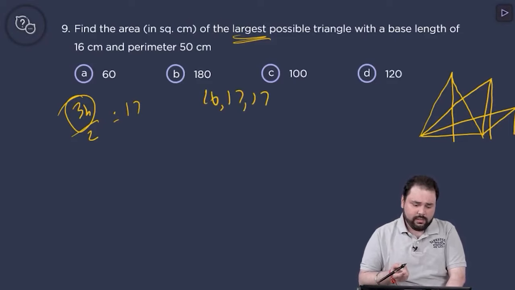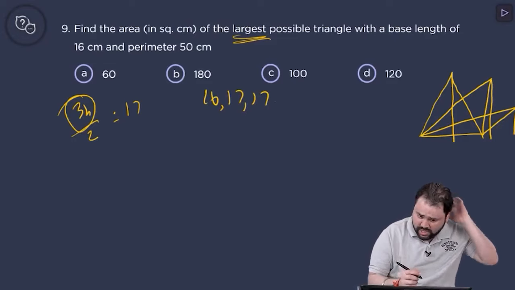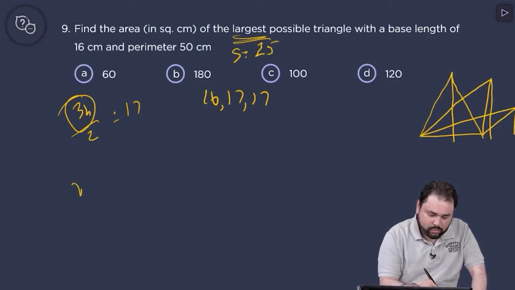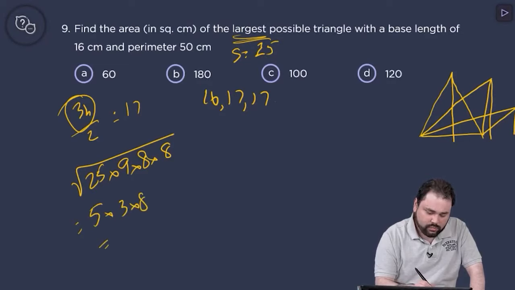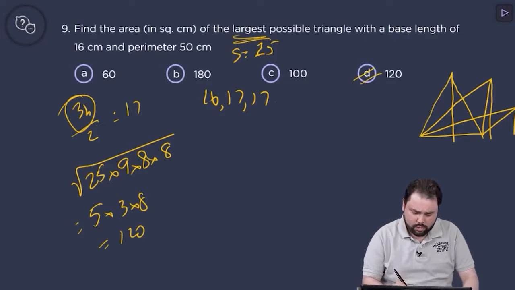And to find the area, let's use that root over s into s minus a into s minus b into s minus c. So semi perimeter will be 25. So root over s into s minus a. 25 minus 16 is 9. Into 25 minus 17 is 8 into 8, which is 5 into 3 into 8, which is how much? 120, which is D. Okay, cool. This is easy. Not bad.